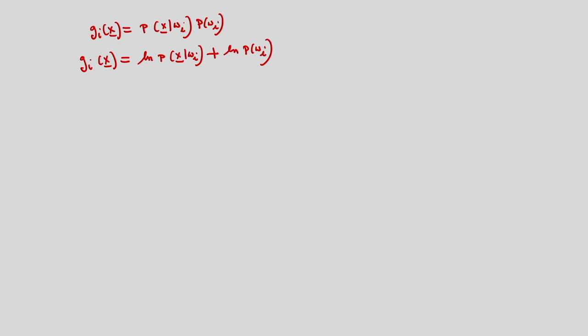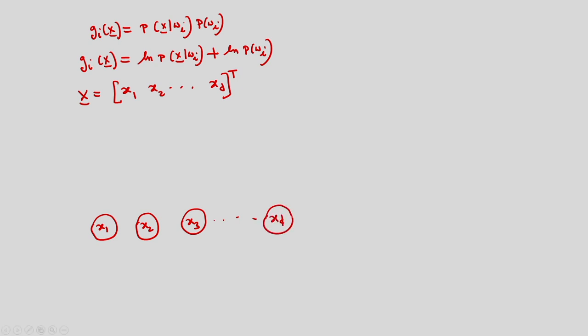Based on this discriminant function, how can you take a classification decision? Suppose I have a Fisher vector, a d dimensional Fisher vector. I can write like this, the Fisher vector is x and it is a d dimensional Fisher vector. Now, corresponding to this Fisher vector, how to take a classification decision? So, these are the components of the Fisher vector, x1, x2, x3 and xd. And already I told you, for c number of classes, I have c number of discriminant functions. So, this is g1(x), g2(x) and this is gc(x), c number of discriminant functions.